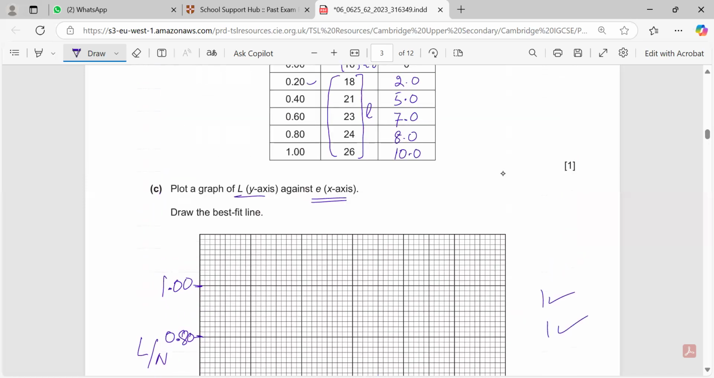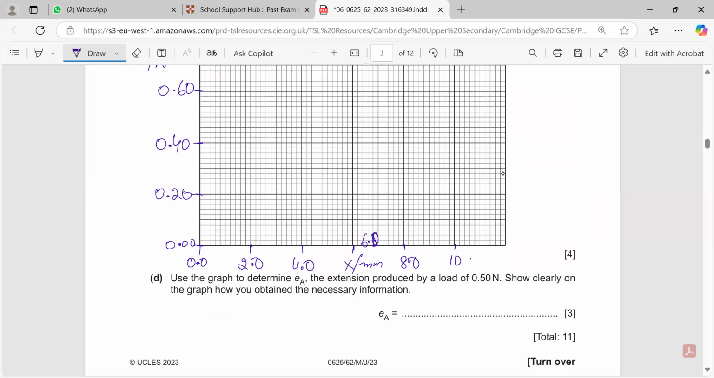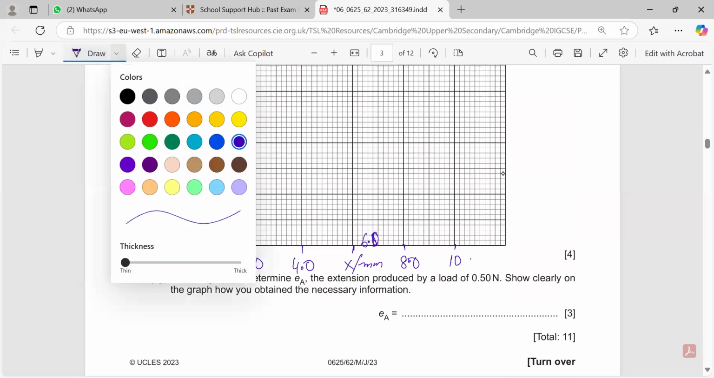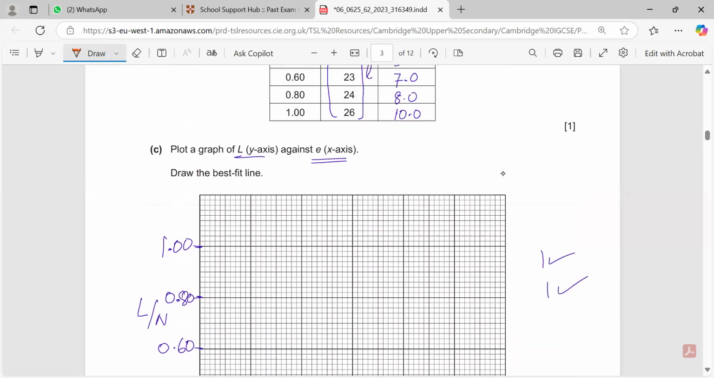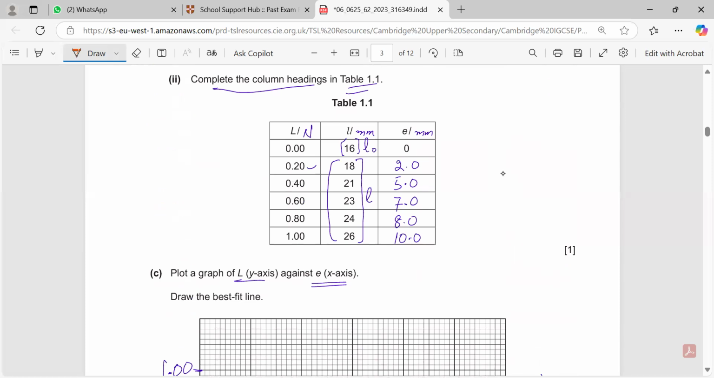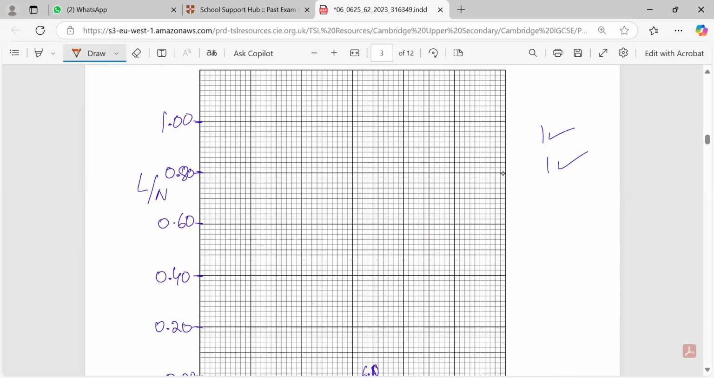Now we need to locate the points. So first point, of course, will be here at 0, 0. Then when load is 0.20, extension is 2.